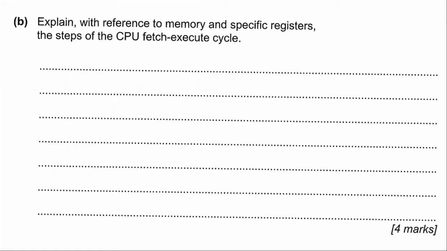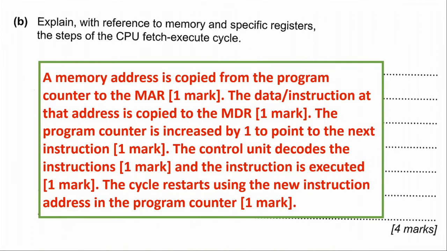So next question. Explain with reference to memory and specific registers the steps of the CPU fetch execute cycle. So here you need to be talking about the memory data register, the memory address register, and their role in the fetch decode execute cycle. And you'll also need to talk about the control unit as well, and reference to the memory. So the way data moves in and out of memory and how instructions are processed. So you only need 4 points on this question in order to get the 4 marks.